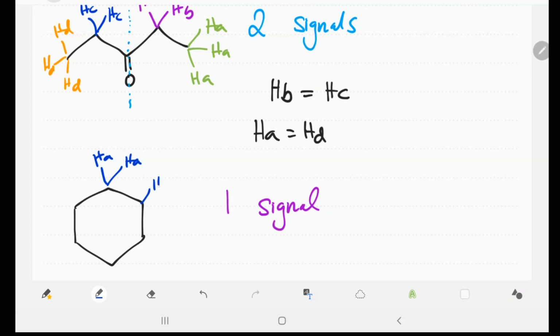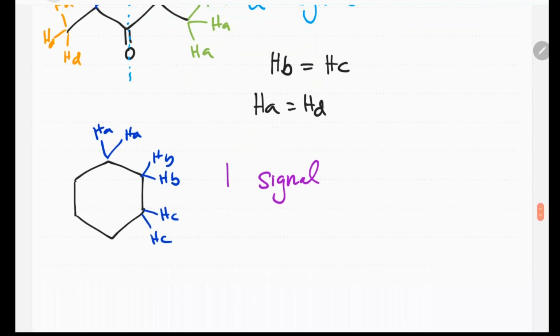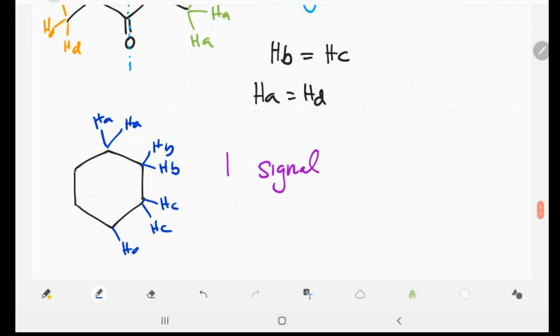So all of these see the same things as each other. They see a CH2 right next to them, and that's it. That's all they see on either side. And so all of these will be the same.